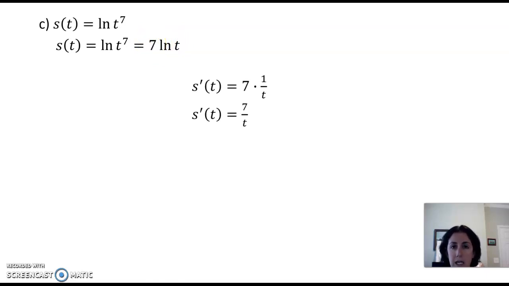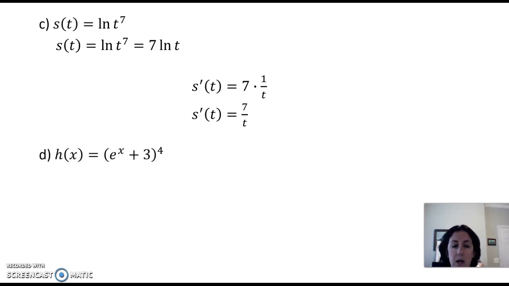or 7 over t. Now, if you had taken 7t to the 6th over t to the 7th and reduced it, you would end up here anyway. But it's just trying to explain to you again, and we'll see this in a little bit, why you want to try to expand your logarithm first, and then take the derivative.